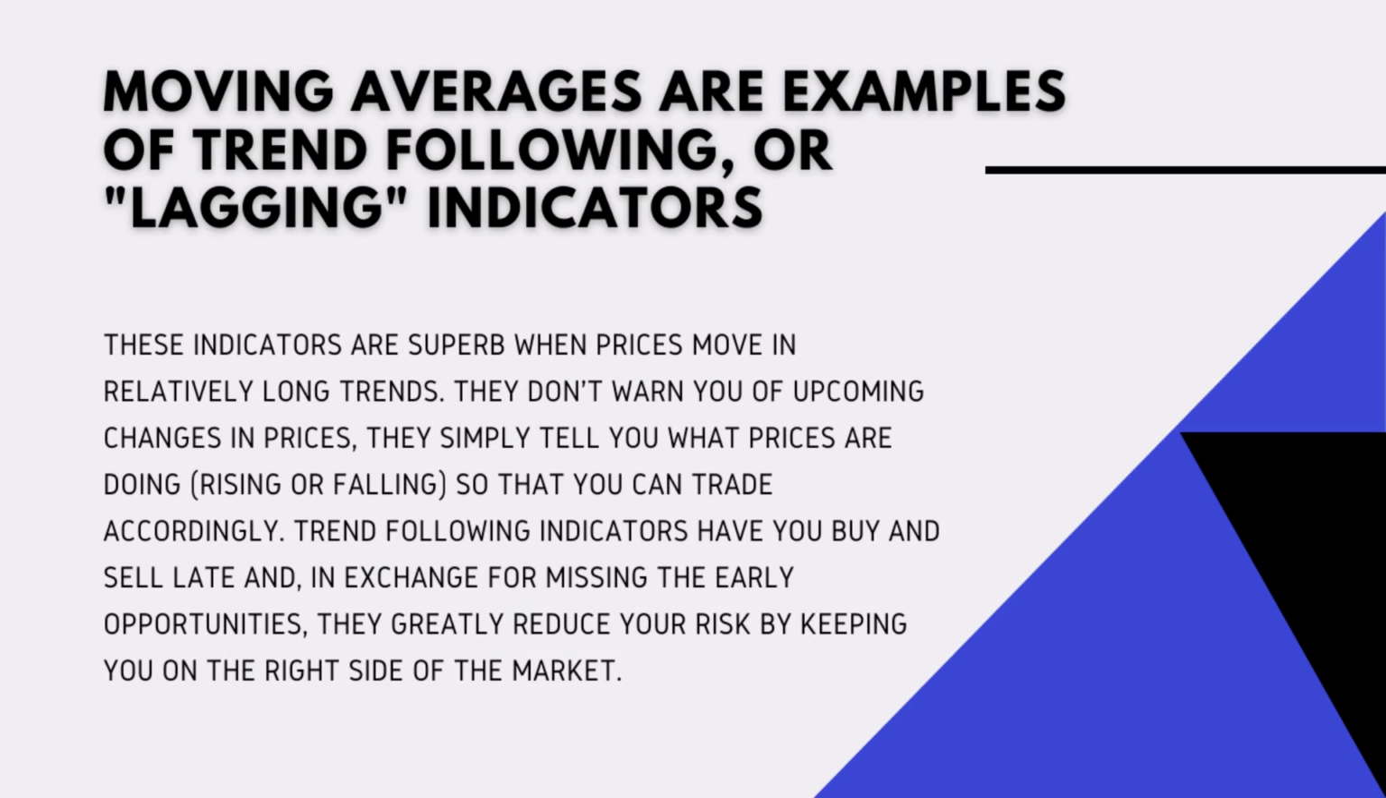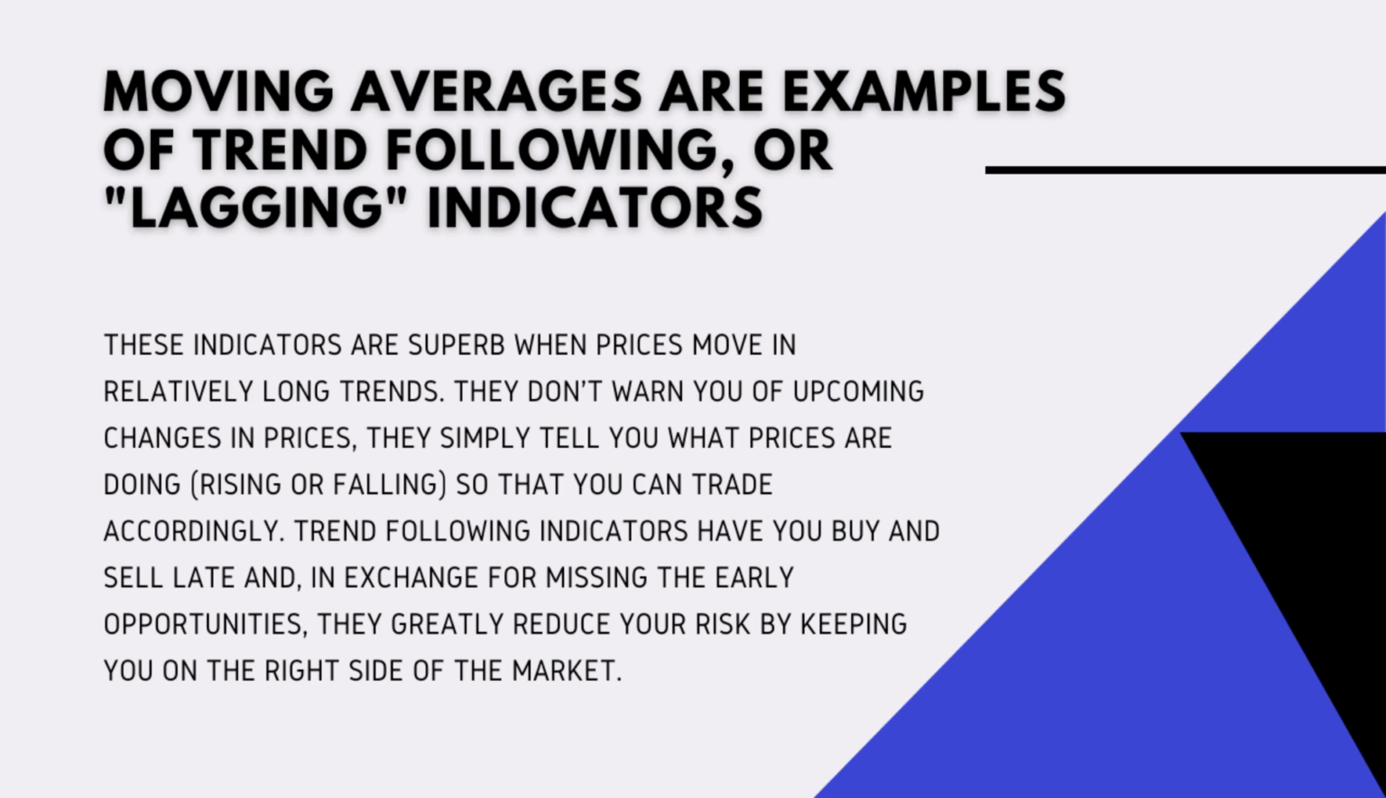Moving averages are examples of trend following or lagging indicators. These indicators are superb when prices move in relatively long trends. They don't warn you of upcoming changes in prices. They simply tell you what prices are doing, for example rising or falling, so that you can trade accordingly. Trend following indicators have you buy and sell late, and in exchange for missing the early opportunities, they greatly reduce your risk by keeping you on the right side of the market.